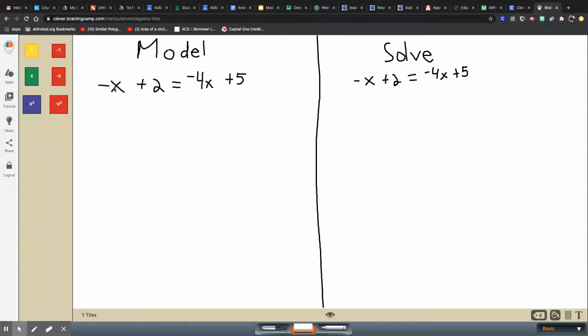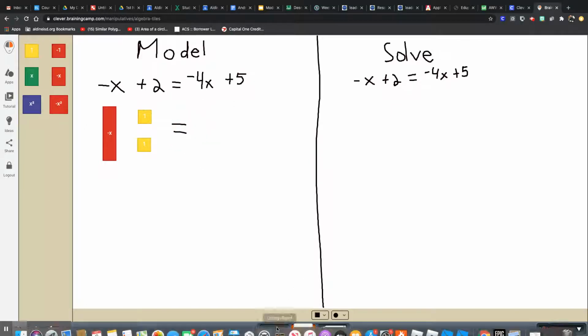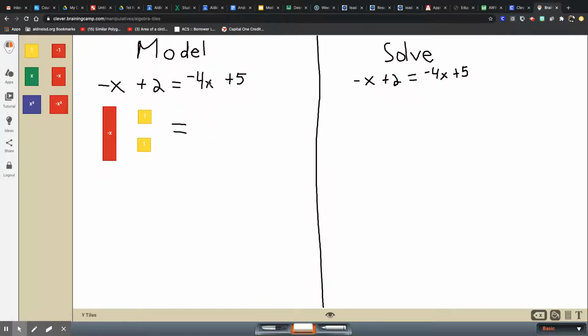So I've got a negative 1x, right? Negative x. I've only got one of them. So I'm going to use a red bar to represent that negative x. After that, I'm adding 2, or positive 2, so I'm going to take 2 yellow tiles, and that is all equal to negative 4x. So how many x's do I have? I've got 4 of them. Here's my negative sign, so I need 4 of these red bars.